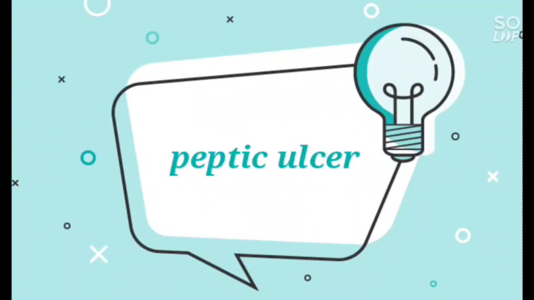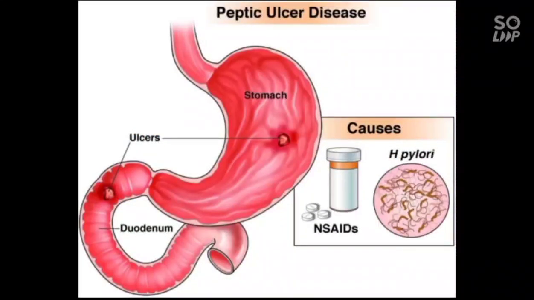Peptic ulcer disease. A peptic ulcer is an open sore or raw area in the lining of the stomach or intestine. There are two types of peptic ulcers, the gastric ulcer and the duodenal ulcer. Gastric ulcer occurs in the stomach, while duodenal ulcer occurs in the first part of the small intestine.